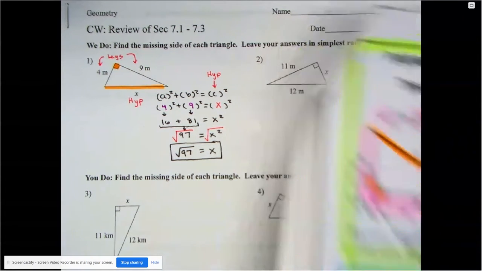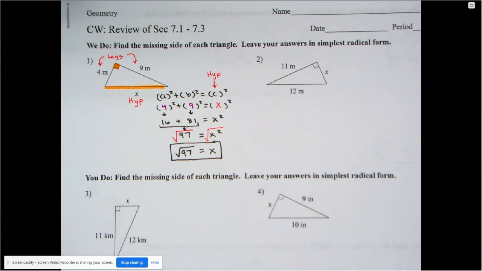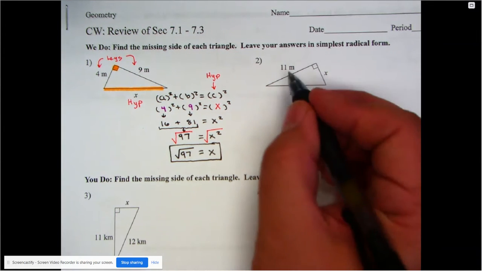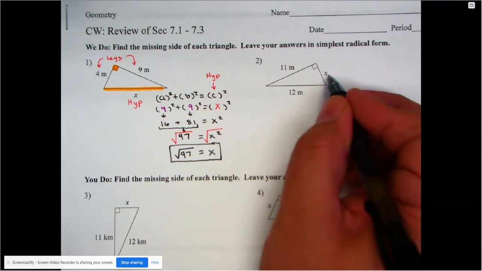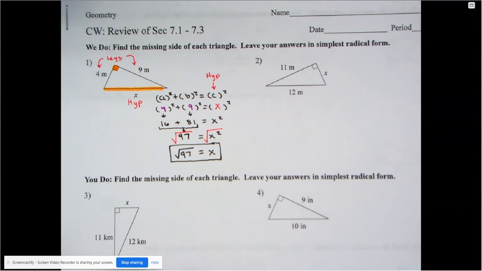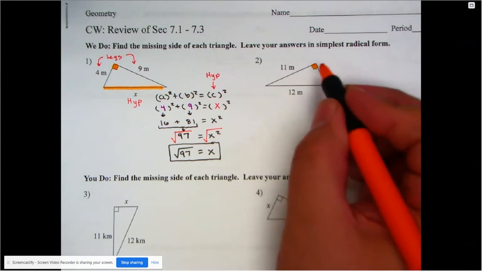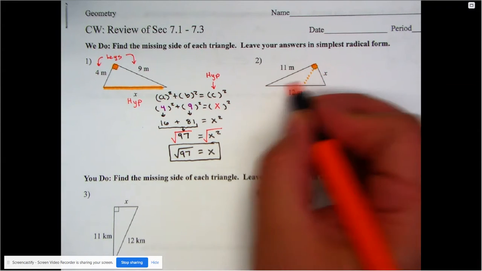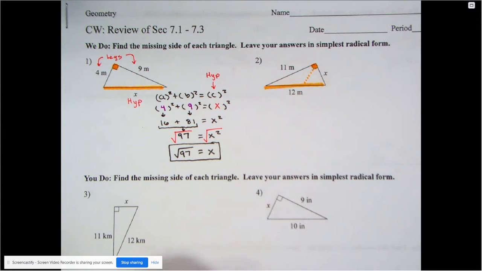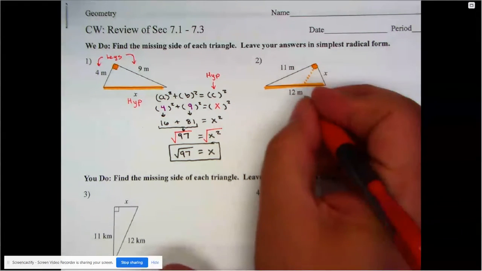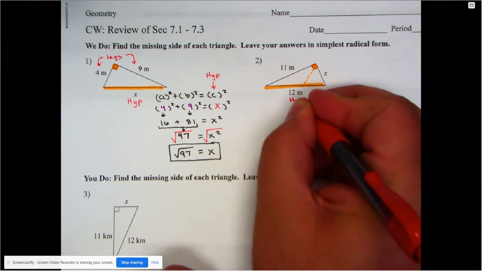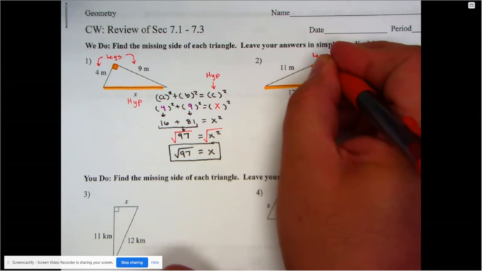Now, there's a big misconception with the Pythagorean theorem, which I'll show you on this one. They gave me two sides. I'm missing one side. Perfect candidate for the Pythagorean theorem. And so I'm going to do what I did before. I always like to locate the hypotenuse first. Here's the 90. Here's the side that makes no contact with the 90. So clearly, this is my hypotenuse. So these must be the legs of my right triangle.